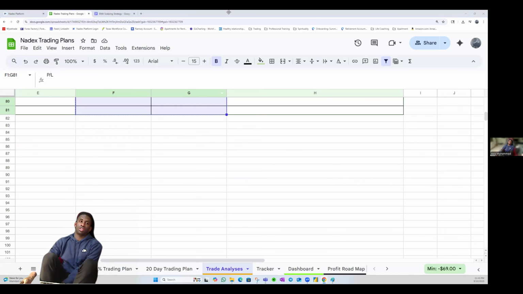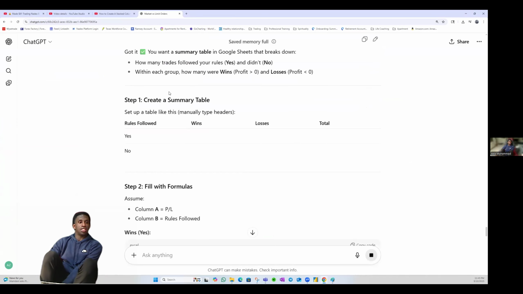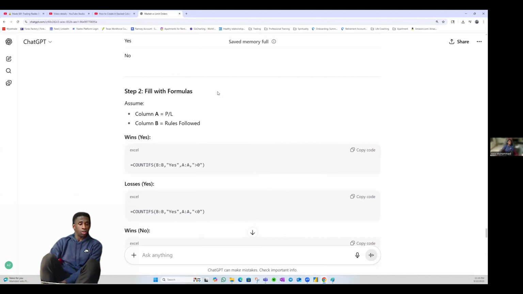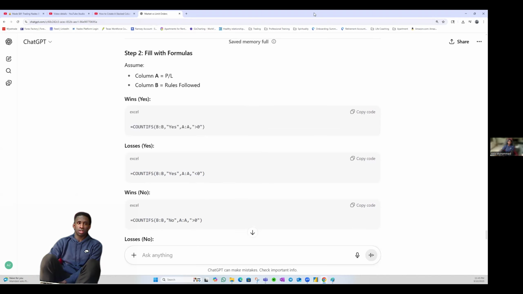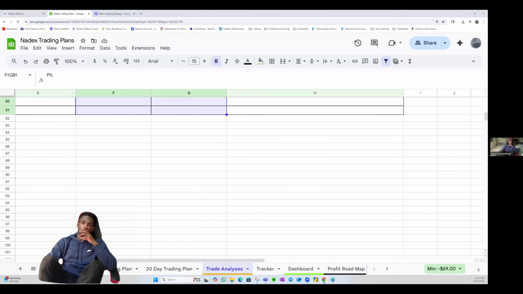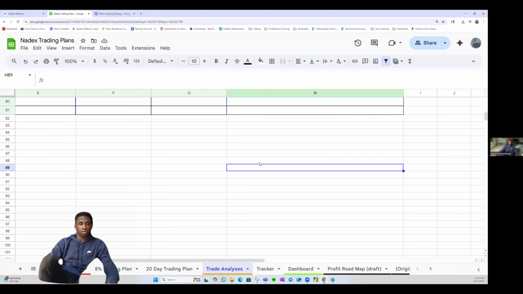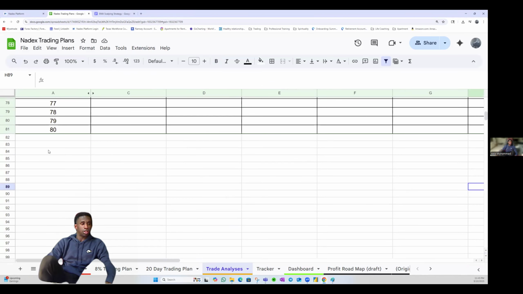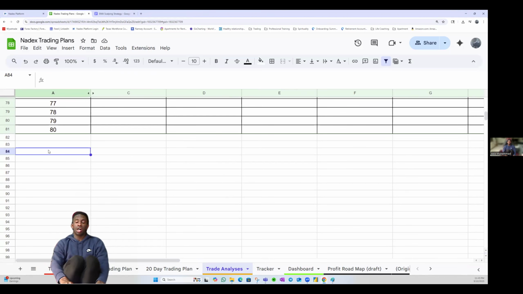How many trades? Basically, this is what it's showing, y'all. It says how many trades follow your rules, yes or no, and didn't. Within each group, how many were wins, how many were losses. Correct. Yes, no, win, loss, total. So column A, I'm gonna push it over here. Assume column A equals P and L. We're gonna do it over here. Column B is P slash L. It's gonna be rules followed.